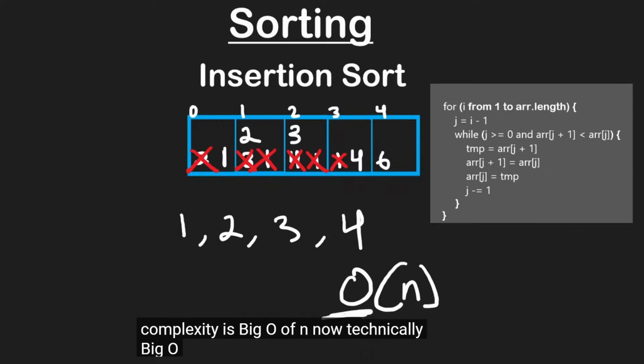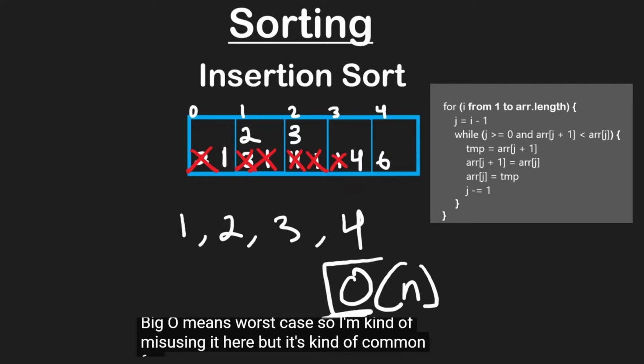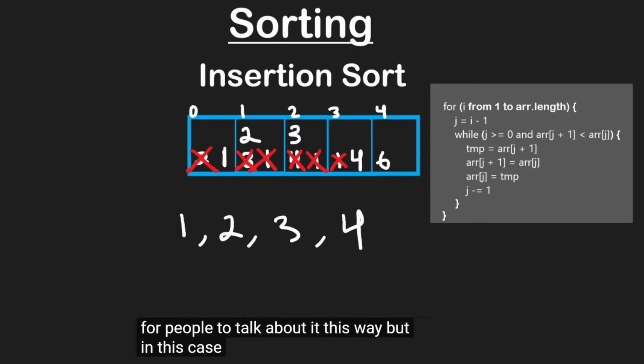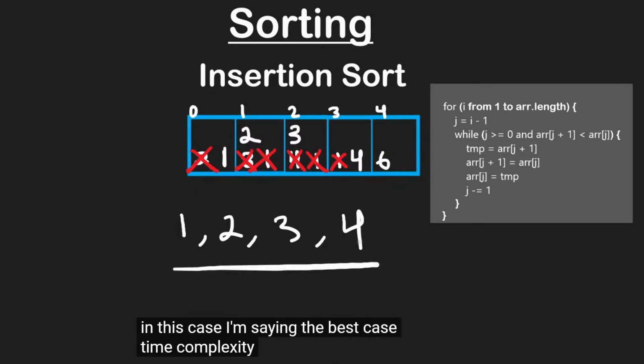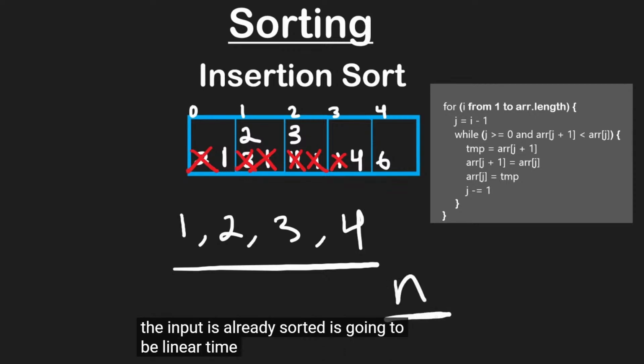Now, technically, big O means worst case, so I'm kind of misusing it here, but it's common for people to talk about it this way. But in this case, I'm saying the best case time complexity, which would occur when the input is already sorted, is going to be linear time complexity.